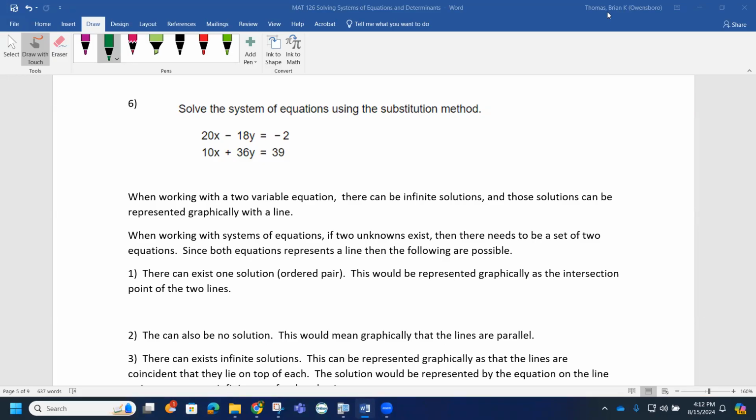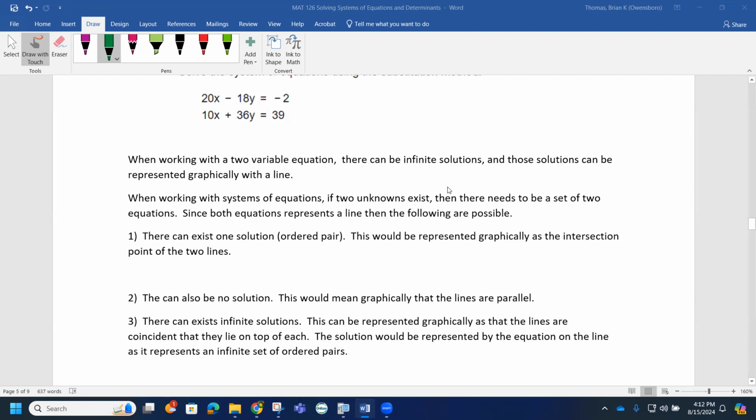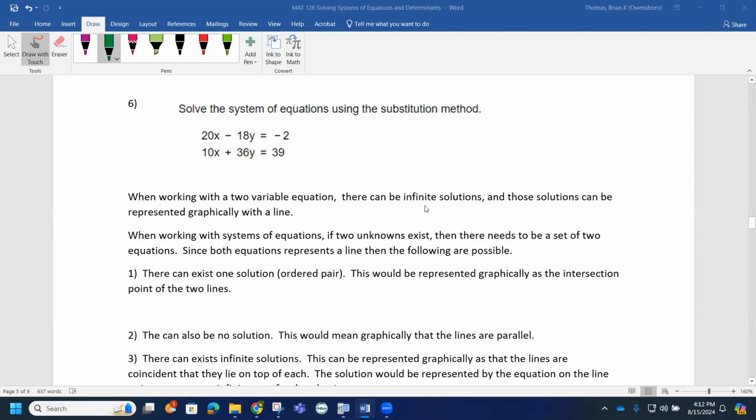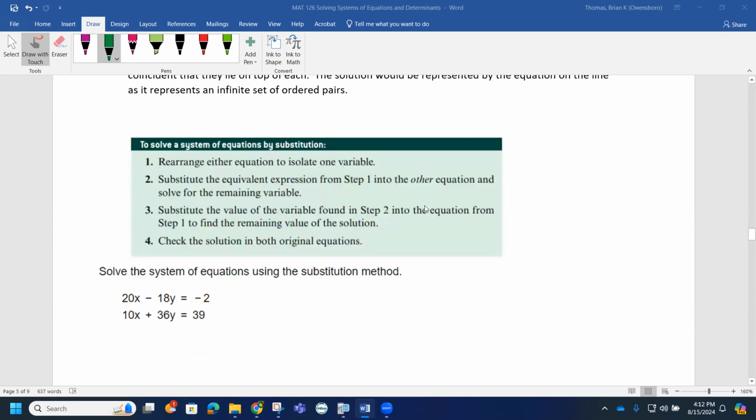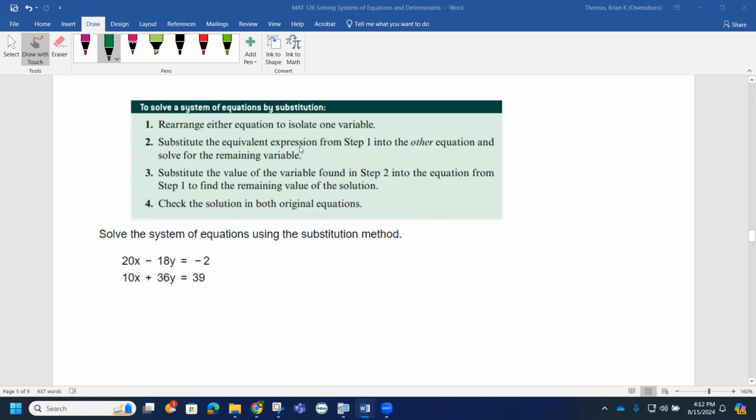So question 6 says solve the equations using the substitution method. We've gone through these materials already in previous videos, so I won't go through them again. But the substitution method, what we want to do is rearrange either equation to isolate one of the variables. So we have to decide which of these equations we want to solve and which variable we want to solve for.